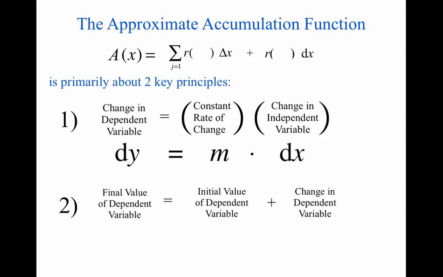The final value of the dependent variable is the initial value of the dependent variable plus the change in the dependent variable. Otherwise known as? y final equals y initial plus dy. So the final value of the quantity is the initial value of the quantity plus the change in that quantity.